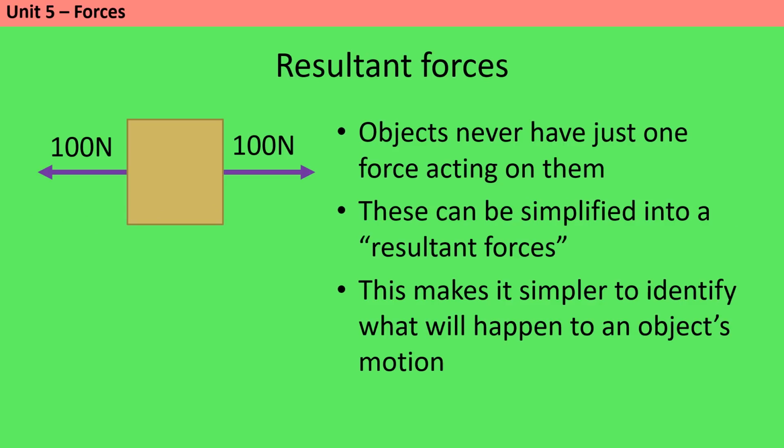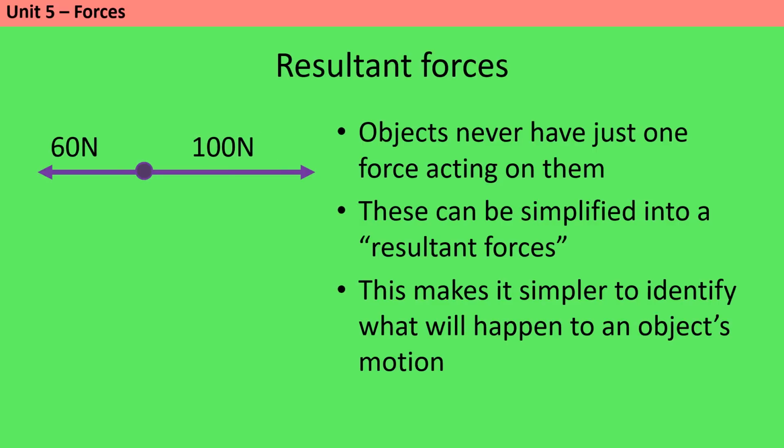Objects never have just one force acting on them, even though these forces may be invisible. When we're trying to explain all of the different forces acting, we can simplify these to make one resultant force. This makes it a lot easier to predict what's going to happen to the object's motion. In my example here, the 2 forces acting on the box are equal and opposite, so they cancel each other out, and so the resultant force acting on the box is 0, and it will behave as if there was no force acting on it at all.